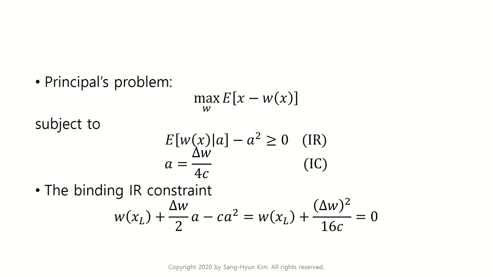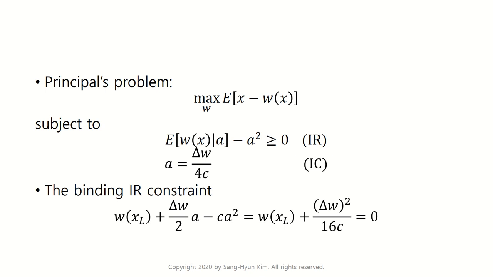I forgot to mention this, but the optimal effort is a function of delta W. It's not a function of any other W. What I mean is, it's not a function of WL, for example. So, only the difference matters, right? So the baseline wage doesn't matter. The baseline wage is WL, and WL does not appear in this expression. So the optimal effort is determined by the difference in wage.